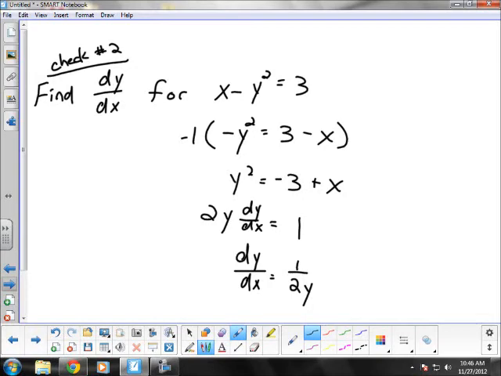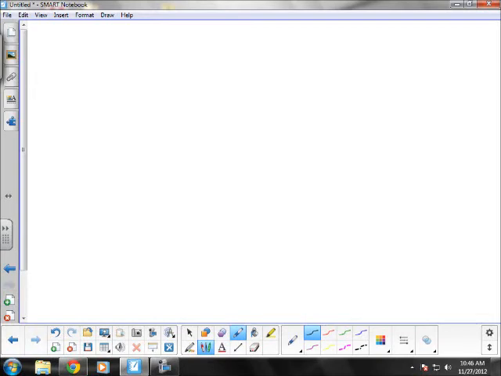Take that a step further and actually talk about not just the slope, but what's the other thing that we've been doing with derivatives? Finding the equation of the line that's tangent to the curve at that point, right? Okay, so example 2.